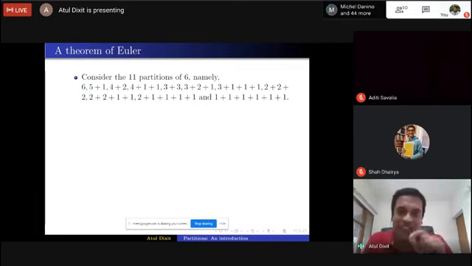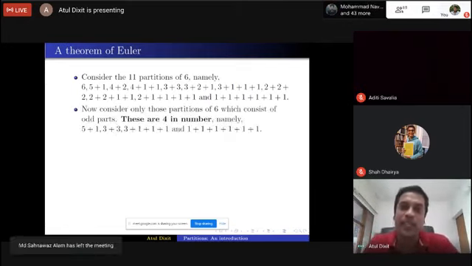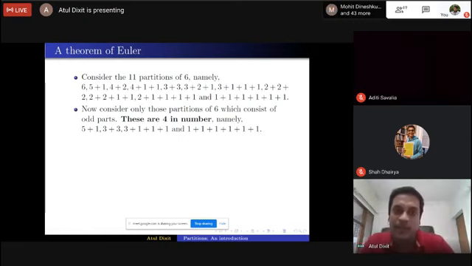Now I'm going to put restrictions on the parts which are there in this partition. For example, I want to only consider those partitions of 6 where the parts are always odd. So naturally, only 4 of them survive. You can see we cannot consider 6 because 6 is an even number. So the first partition that qualifies is 5 plus 1, then 3 plus 3, 3 plus 1 plus 1 plus 1, and then 6 ones. All of these partitions have only odd parts. Okay, so there are 4 in number.